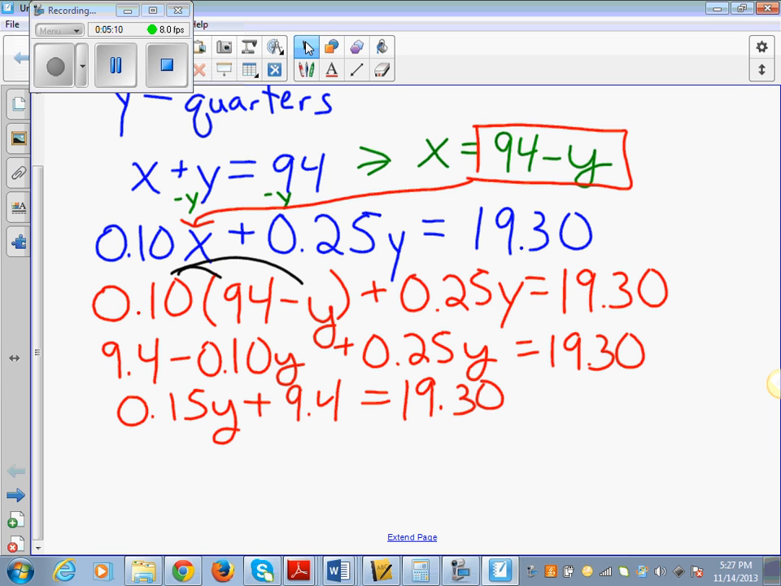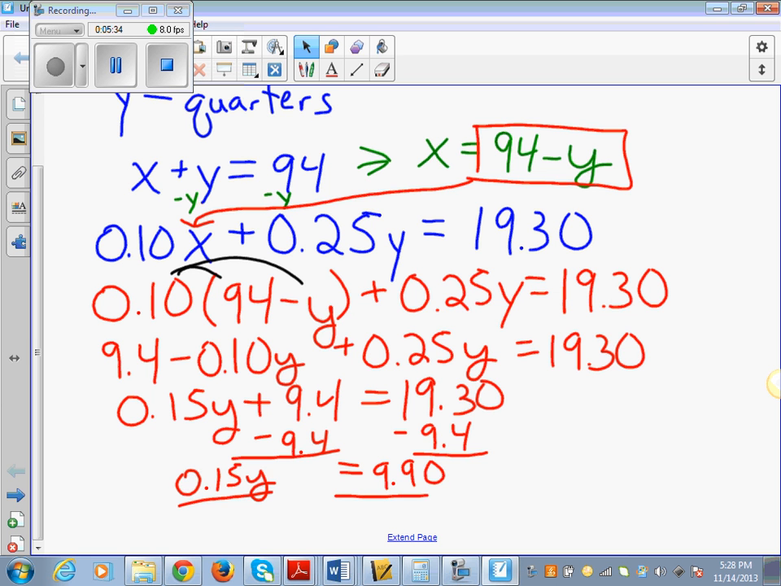All right, so back to our problem. We are trying to solve for y. So we want to get y by itself, so we're going to subtract 9.4 from both sides, which will give us 0.15y is equal to 9.90. The last step to get y by itself is to divide both sides by 0.15.